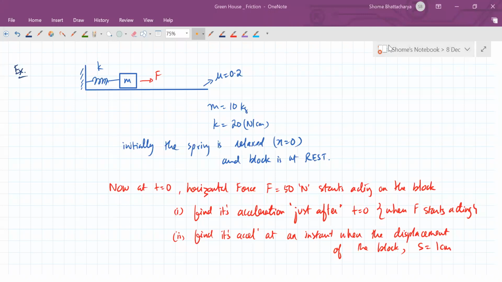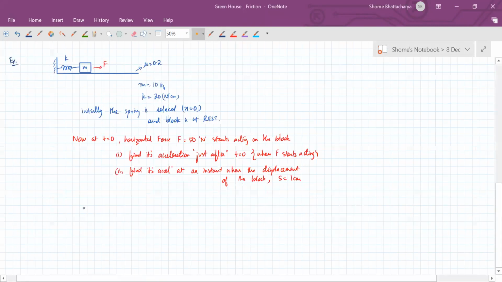Okay, very good. I'm getting a lot of correct answers. Many of you have sent the correct answers. So let's just work it out. So in the first part, what is happening? See, the spring is still at its natural length. X is 0. So it does not apply any tension.